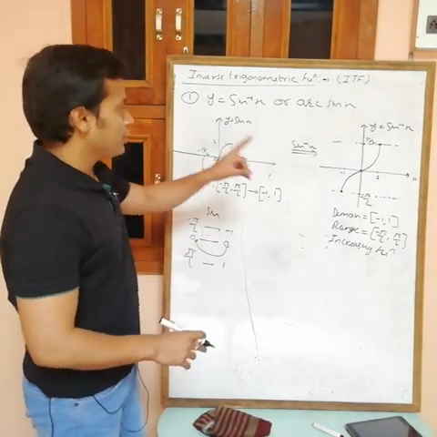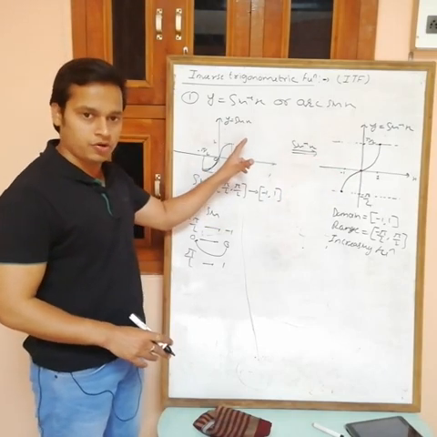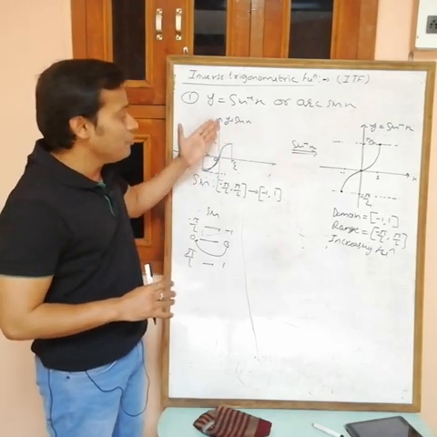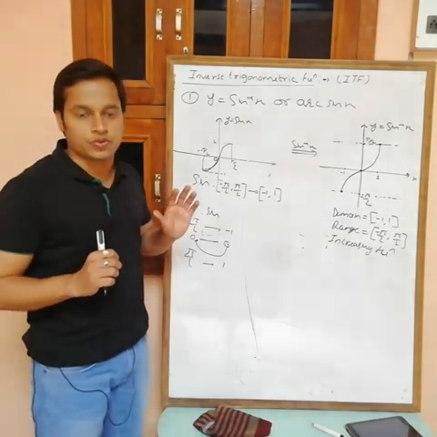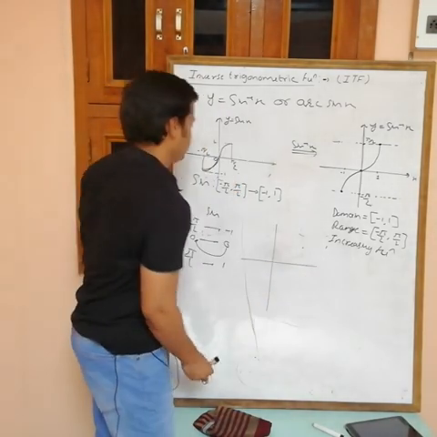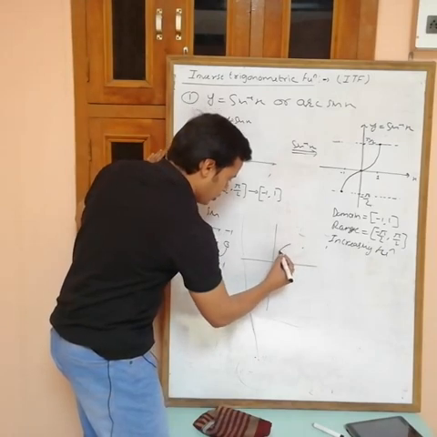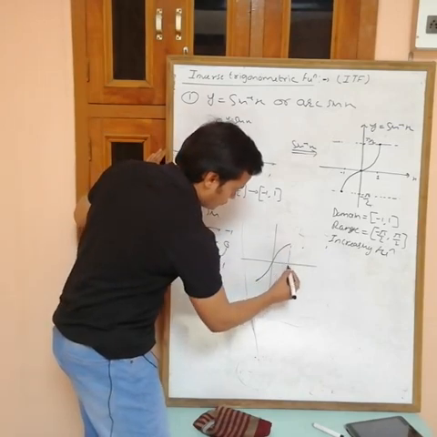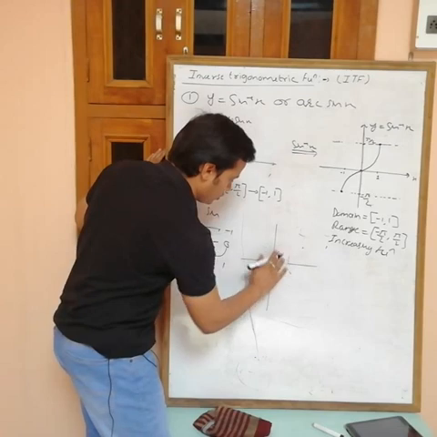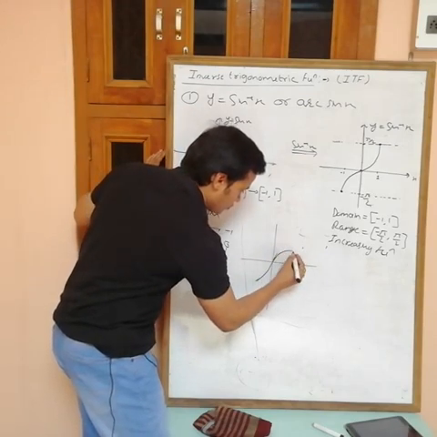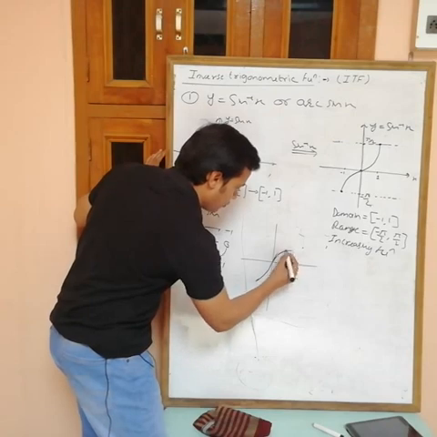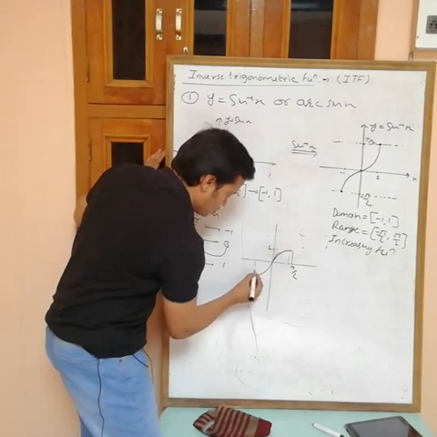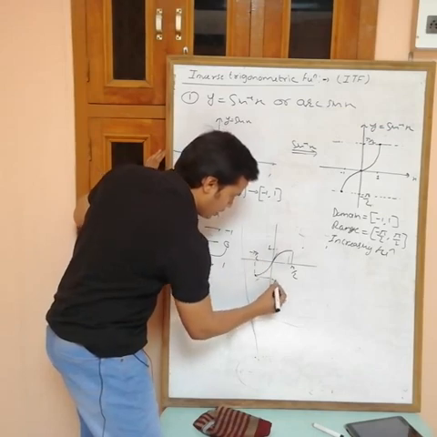See, you want the graph of sine inverse x, and you have the graph of sine x. Draw a line y equals x, then take the mirror image in the line y equals x. This is the graph of sine x, with pi by 2 and 1, and minus pi by 2 and minus 1.